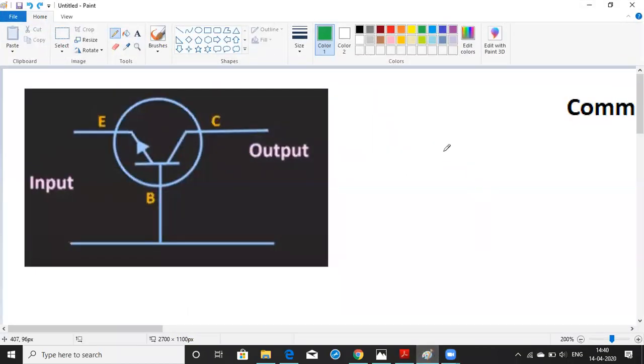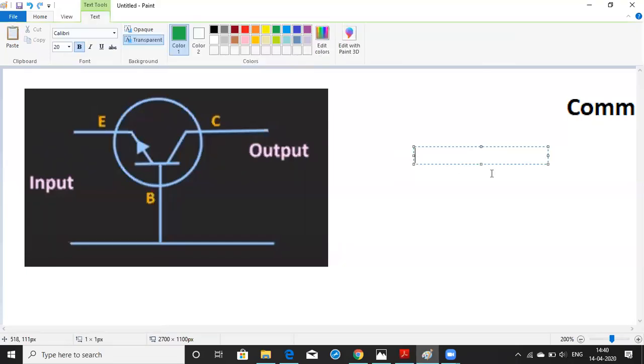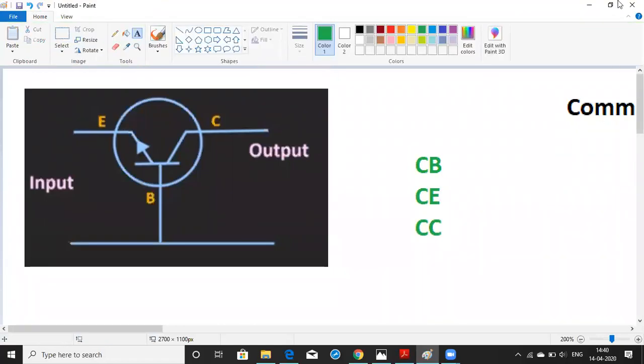We have three important configurations. The first is the common base configuration. The second is common emitter, and the third is common collector configuration. So common base, common emitter, and common collector. If I want to identify which circuit is a common base, this base is common for both the input and output circuit. If you see the circuit here on the left hand side, we have the input and we also have the output, but this base is common for input as well as output. For that reason we call it common, and obviously it will be grounded.